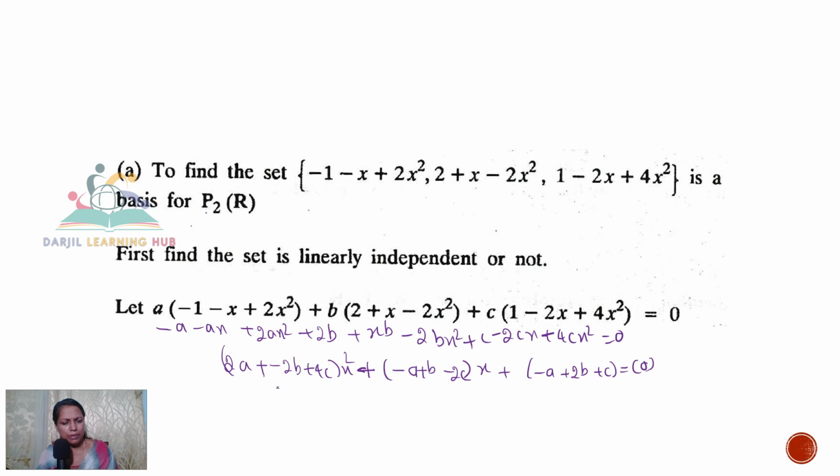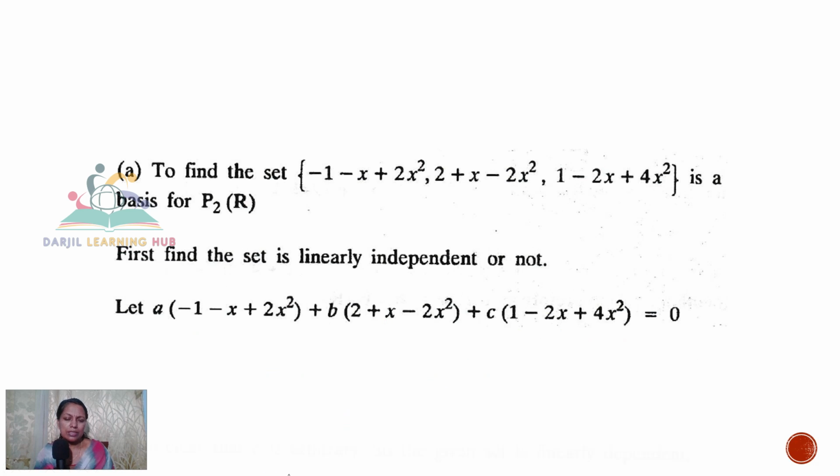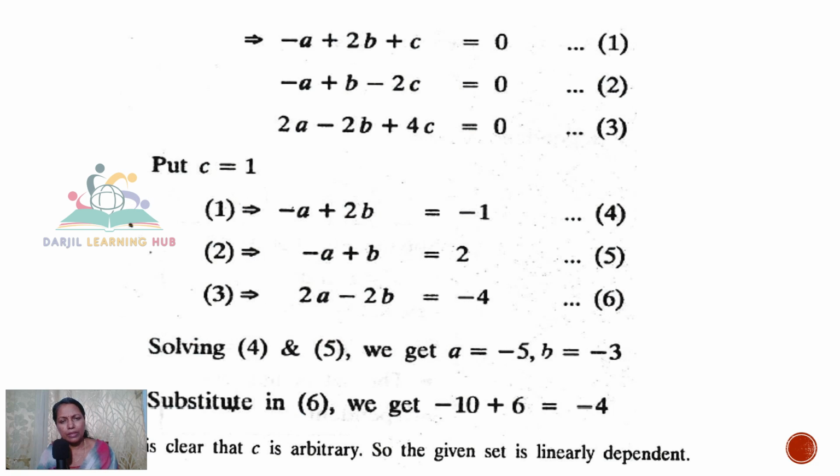So we can write it as 0 into x square plus 0 into x plus constant 0. So 2A minus 2B plus 4C equal to 0, minus A plus B minus 2C equal to 0, and minus A plus 2B plus C equal to 0. That is what is clearly given in the next slide.